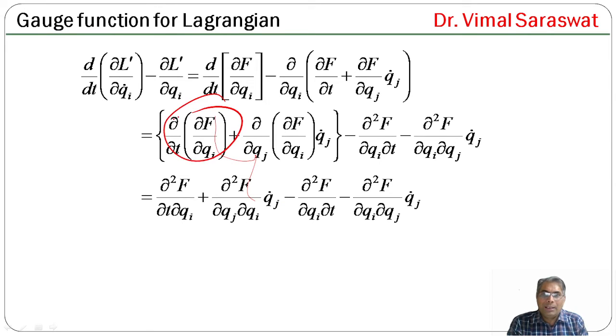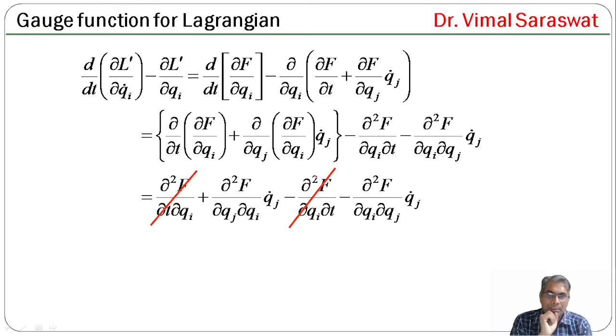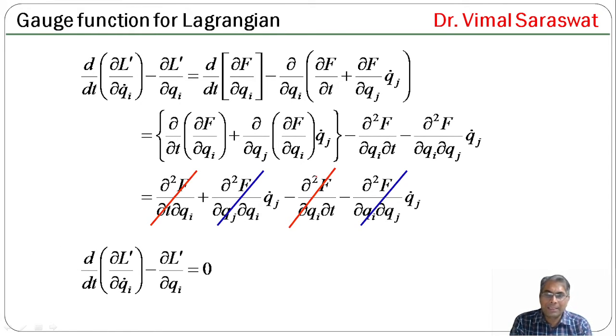Now, this one is ∂²f/∂t∂Qi. This is ∂²f/∂Qj∂Qi into Qj dot, minus these two terms as it is. Now, ∂²f/∂Qj∂Qi into Qj dot minus ∂²f/∂Qi∂Qj into Qj dot cancel out, and ∂²f/∂t∂Qi and ∂²f/∂Qi∂t will cancel out. So this term cancels with this one and this cancels with this one. So here we get 0.